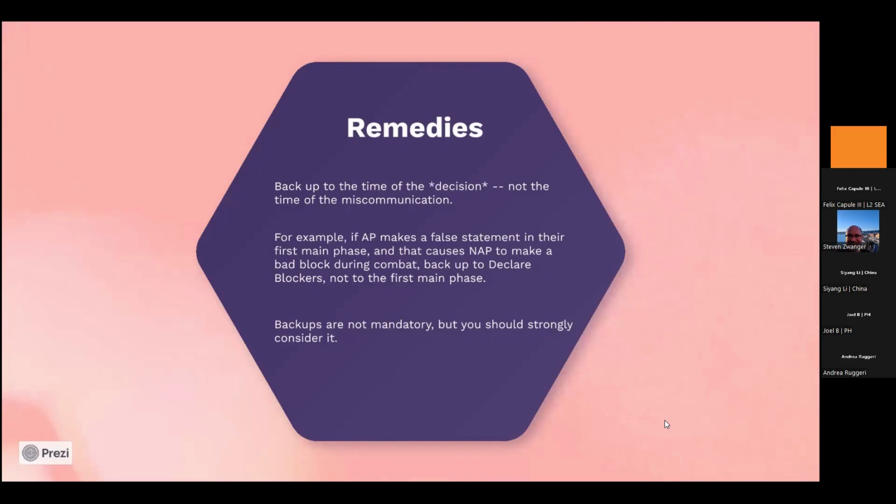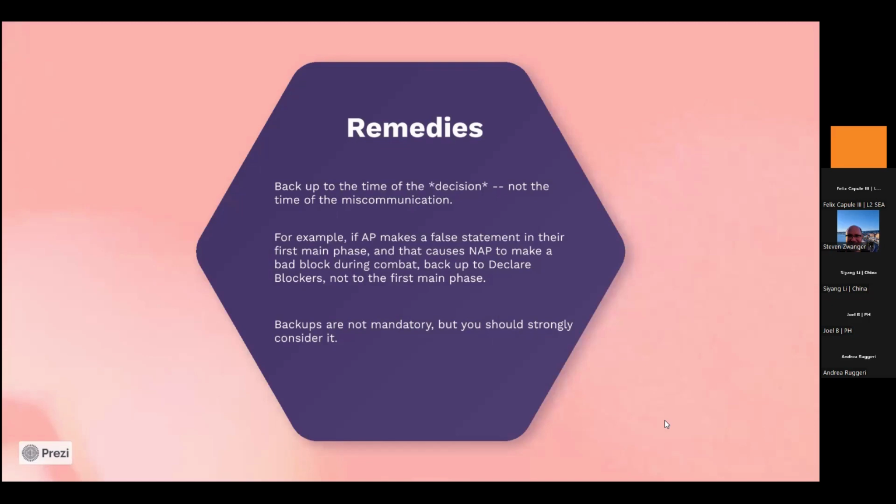The example I have here is that the non-active player makes a bad block during combat because the active player made a false statement earlier in the turn. So you only back up to declare blockers, and let the non-active player change the decision that they've made based on the bad communication. Now, backup is not mandatory.